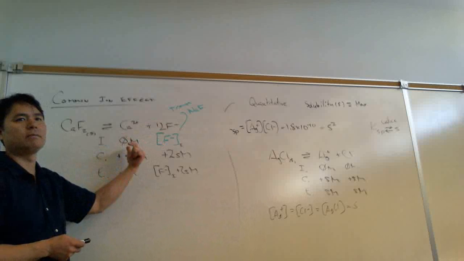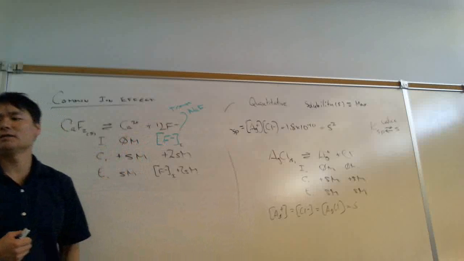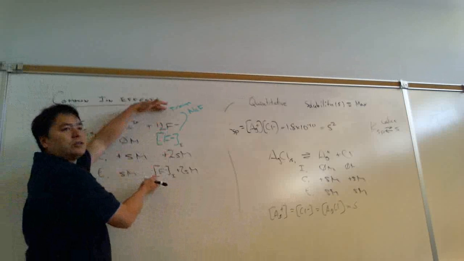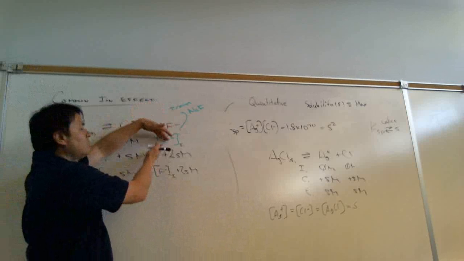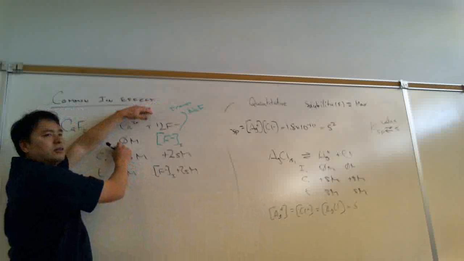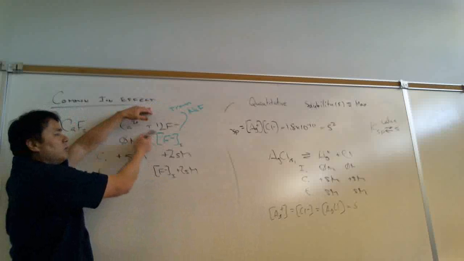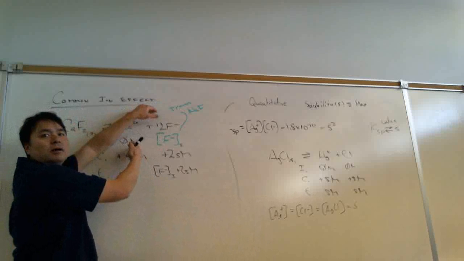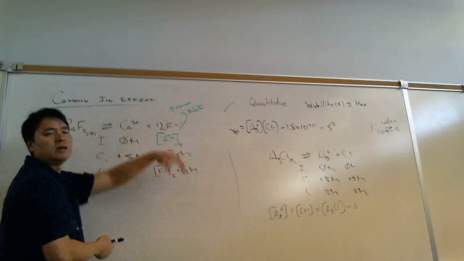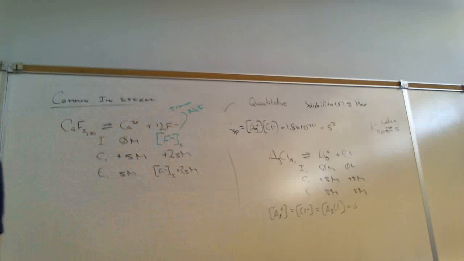And so there's a way to minimize the solubility. If I don't want any calcium fluoride to dissolve, I'll just maintain a very high concentration of fluoride. Very high concentration of fluoride here means only a minute fraction of calcium can be generated before it's attacked by the fluoride to form calcium fluoride. So we talked about this many times. Common ion effect.